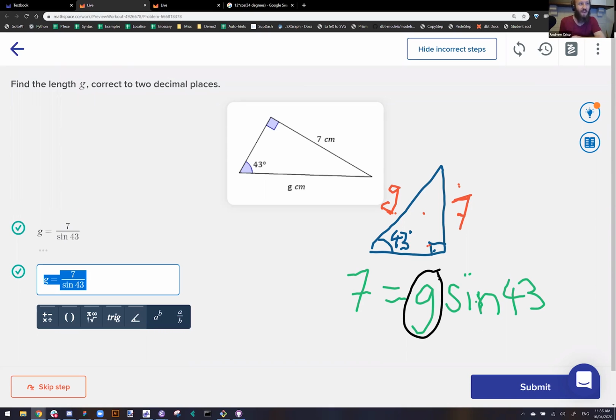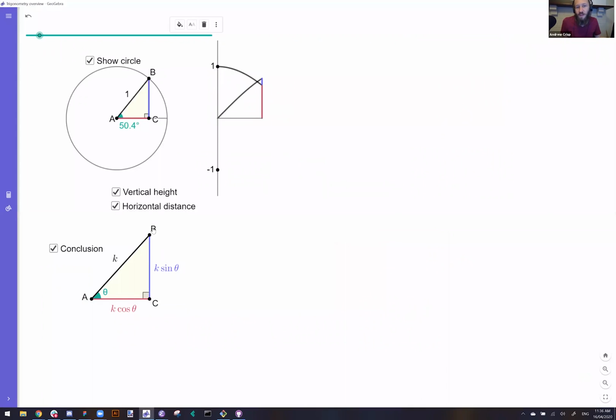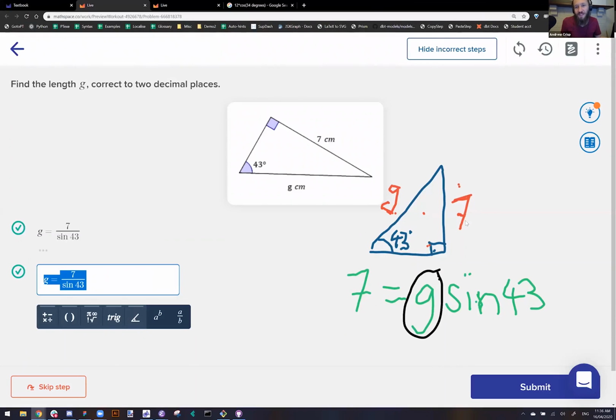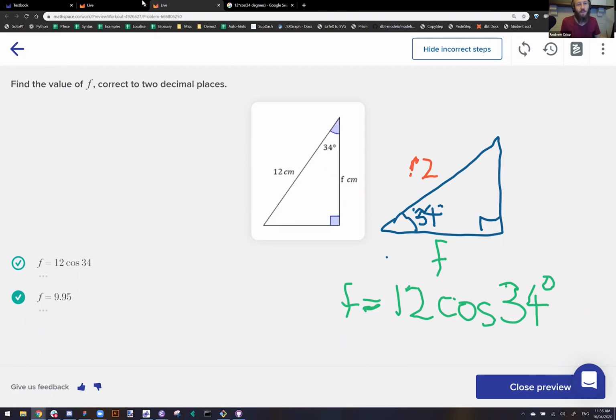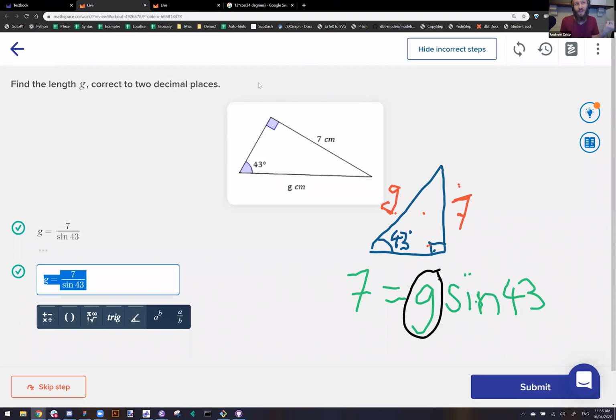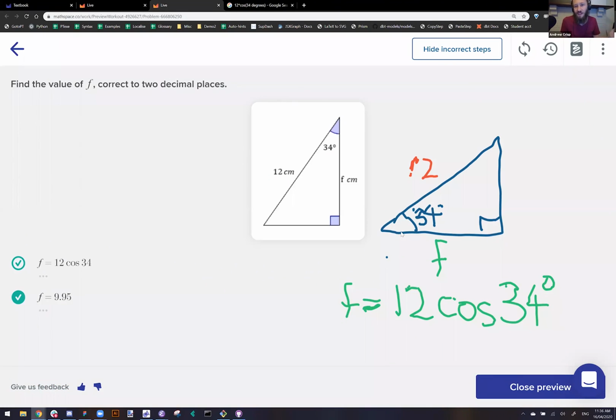Good question. I just had a question come through. Why is it 7 equals G sine 43 and not G equals 7 sine 43? So I'm going to answer this one. Let's take a look at matching up with the picture that I gave you. This one here, K sine theta, matches up with my 7. So let's take a look at the previous one to contrast it.